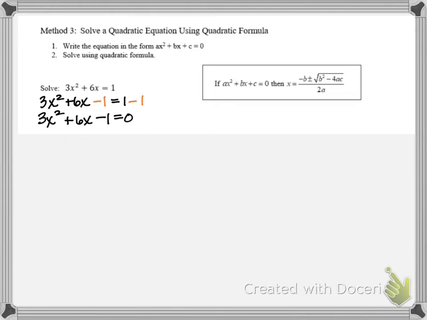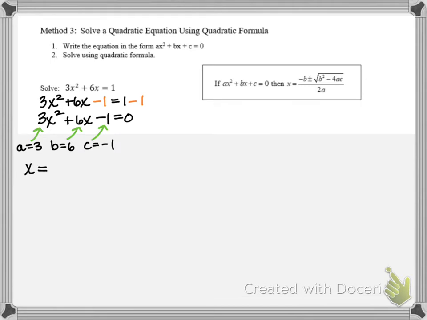Once I have my equation set equal to 0, then and only then can I identify my values of a, b, and c. So in this case, a is 3, b is 6, and c is negative 1. Those are the values I'm going to use in my quadratic formula.